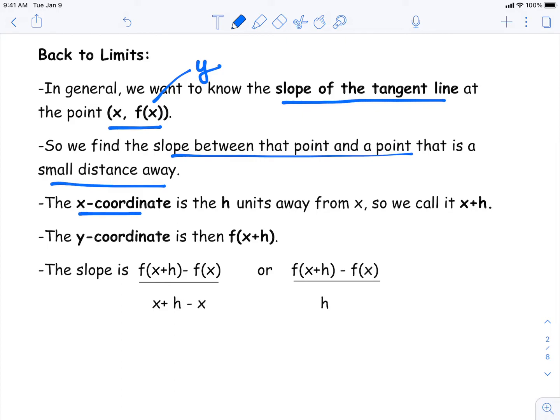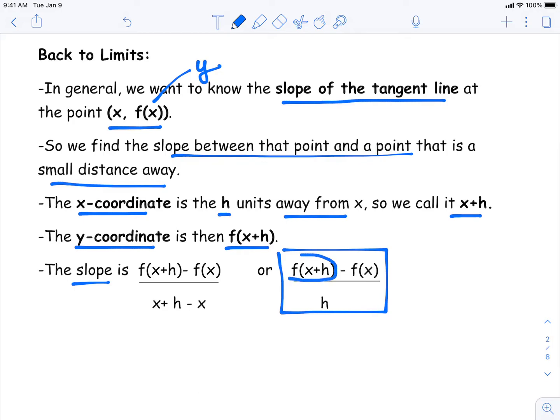The x-coordinate is h units from x, so we call that x plus h. The y-coordinate is going to be f(x plus h). So our slope equation is going to be this expression on the right. We're going to be taking f(x plus h), subtracting the function, and then dividing it by h.